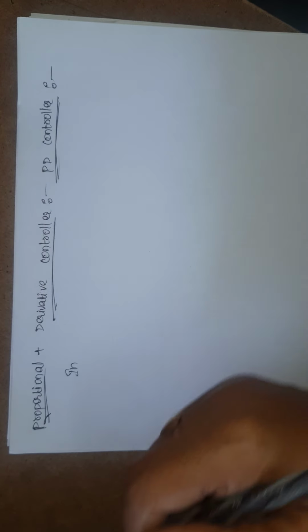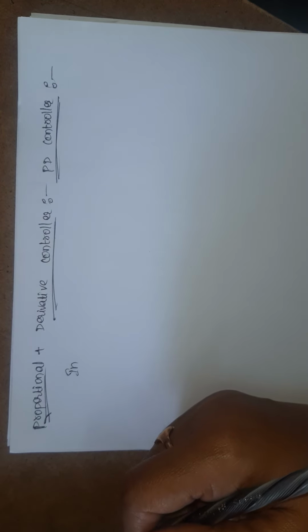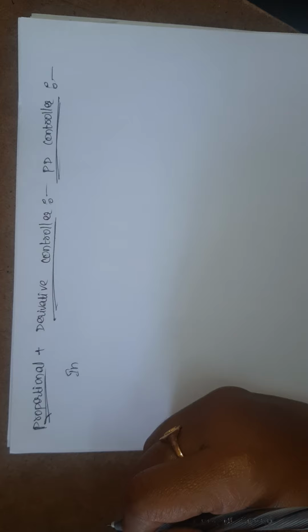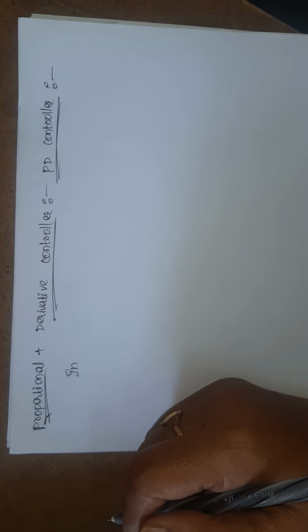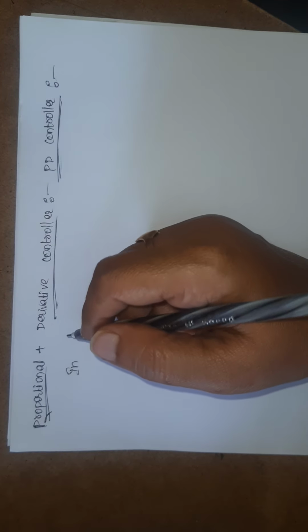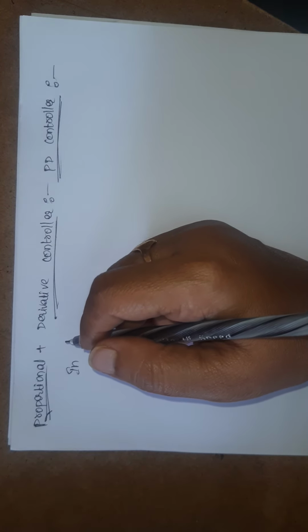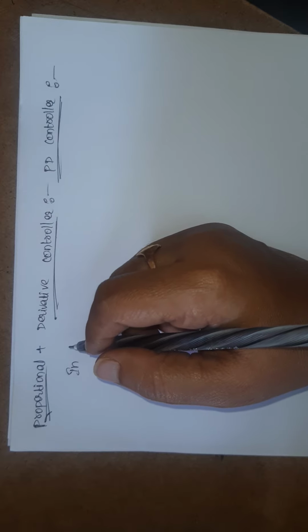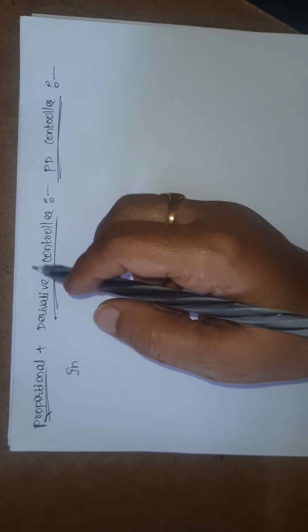Hello all. In the last session we discussed the proportional plus integral controller. Now I am going to discuss one more composite type, proportional plus derivative. In the proportional plus derivative controller, the output signal consists of two terms. One is proportional to the error signal, another one is derivative of the error signal.